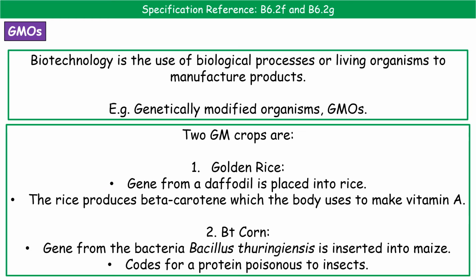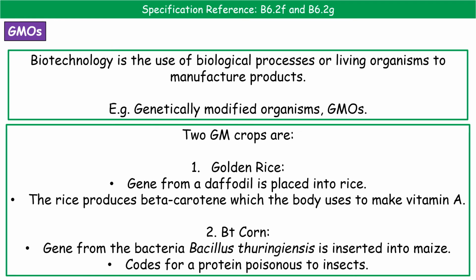We're then going to have a little look at the idea of biotechnology. When we talk about biotechnology, this is using biological processes or living organisms to manufacture products we want. So a great example here are genetically modified organisms. There are two very successful genetically modified crops that we use today.